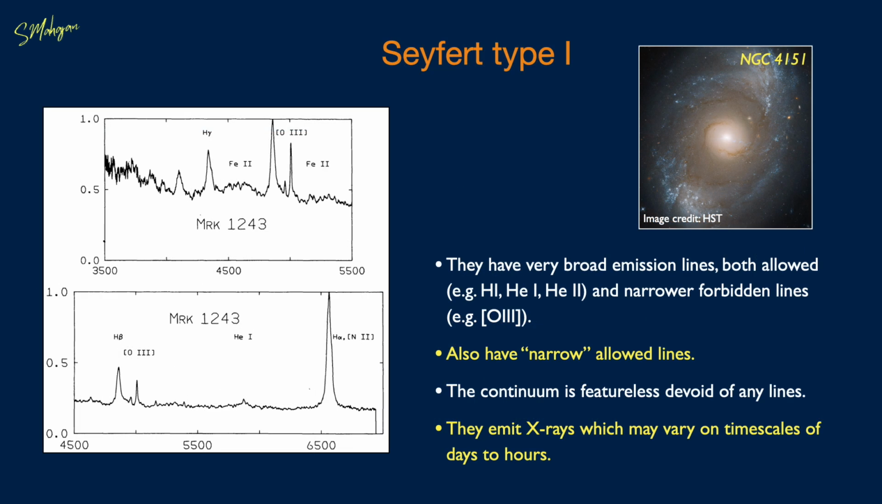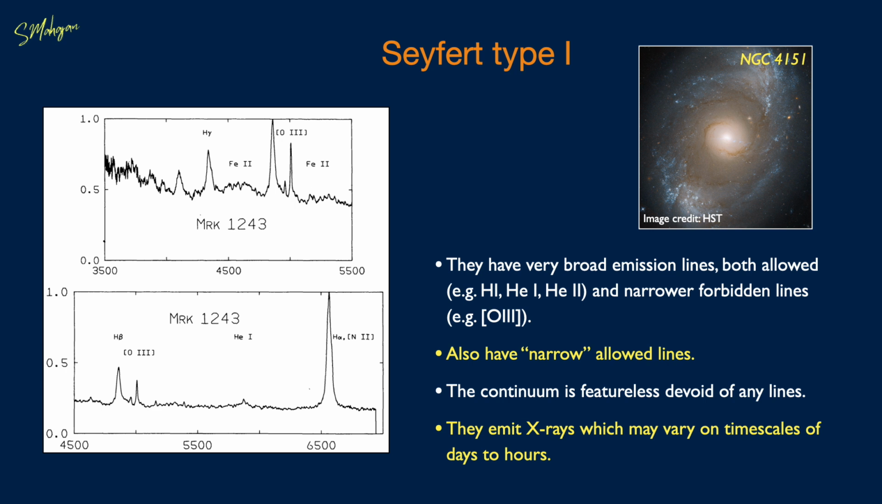The type 1 and 2 classification of Seyferts is based on their spectral properties. The type 1s have broad emission lines like these. They can be allowed lines such as the lines of hydrogen and helium, or forbidden lines such as oxygen 3. They also have narrow allowed lines, although even the relatively narrow lines are broader than the ones observed in the spectra of normal galaxies.